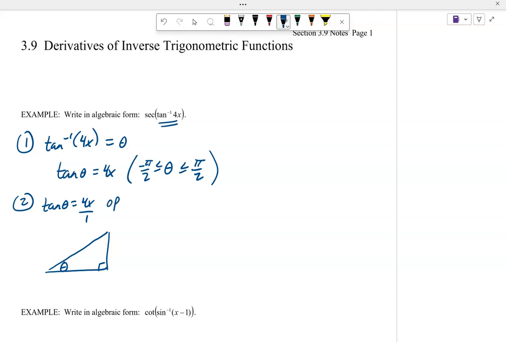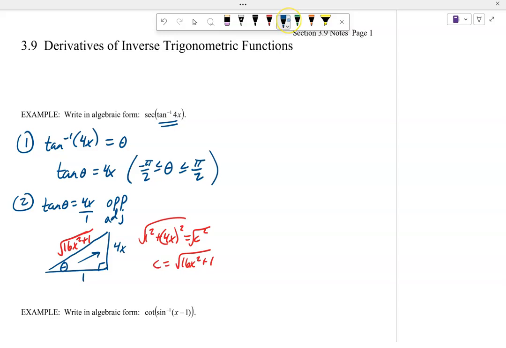But anyways, our tangent here is opposite over adjacent. The 4x part would be the opposite side. So I'm looking at the theta. Of course, my opposite side would be right there, opposite. The adjacent would be right next to it, so that would be the 1. And then I'm going to go ahead and solve for the remaining hypotenuse side. So 1 squared plus 4x squared equals my hypotenuse squared. So I square root both sides, and my c ends up being the square root of 16x squared plus 1. I'm going to go ahead and write that in. Okay, so I've labeled all sides of my triangle.